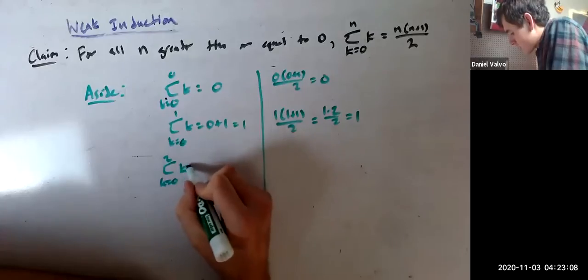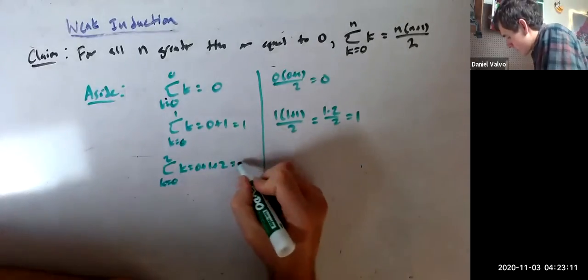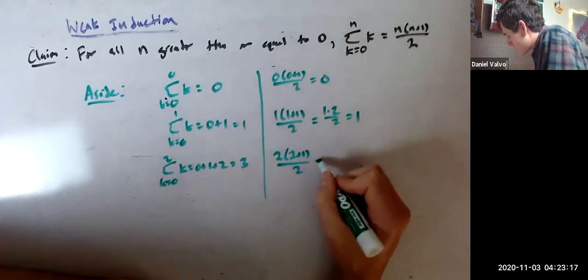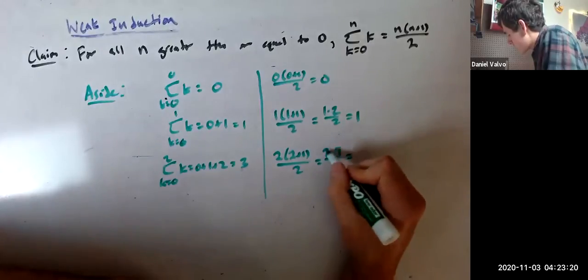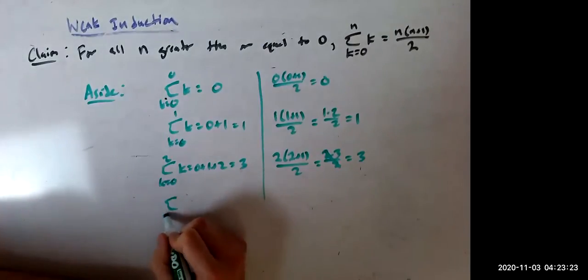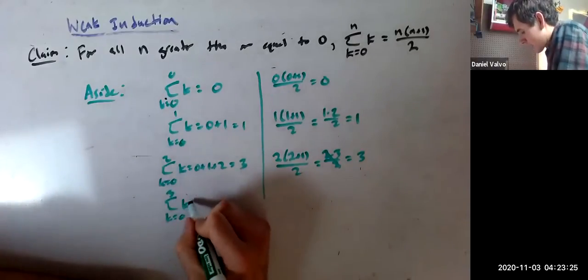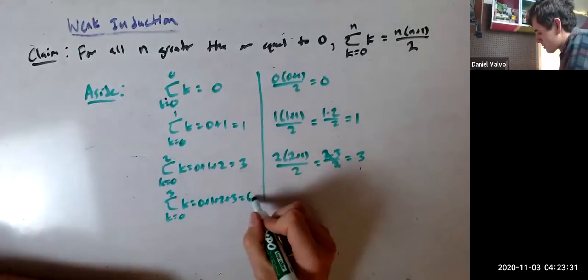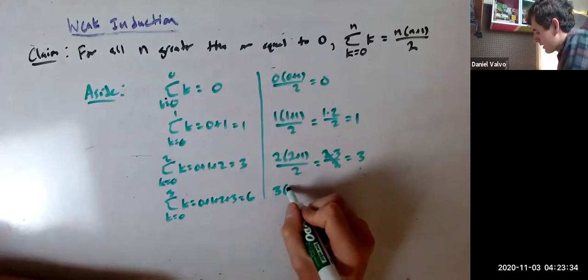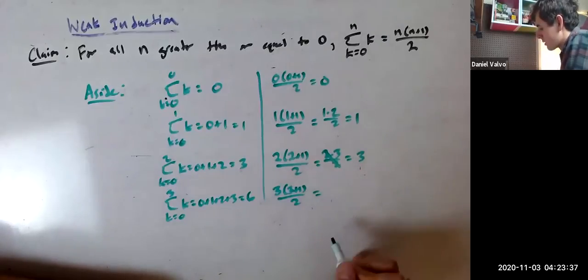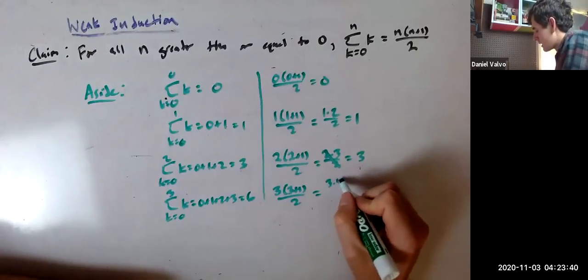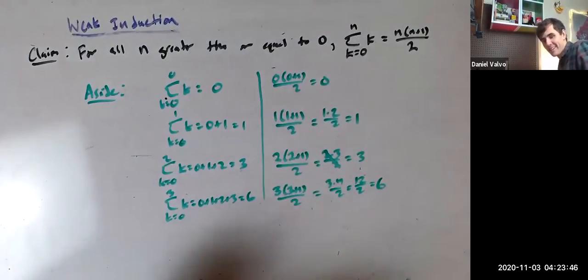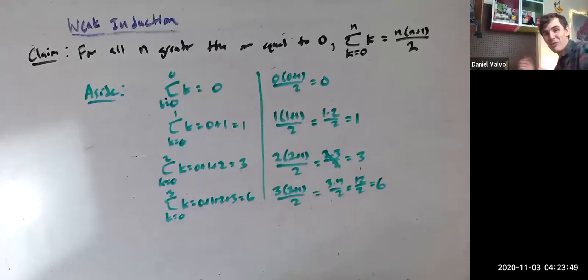The sum from k equals 0 to 2 of k is 0 plus 1 plus 2, which of course equals 3. And then if we do 2 times 2 plus 1 over 2, we get 2 times 3 over 2. The 2's cancel, we get 3. Checks out. Do one more. If we do k equals 0 to 3 of k, that gets us 0 plus 1 plus 2 plus 3. 1 plus 2 is 3, plus 3 is 6. And if we do 3 times 3 plus 1 over 2, we get 3 times 4 over 2, which is 12 over 2, which is 6. A very nice formula.